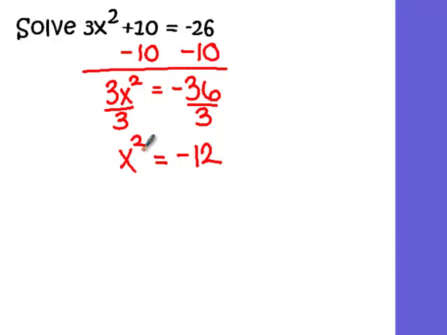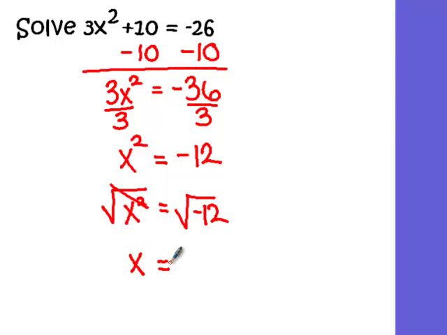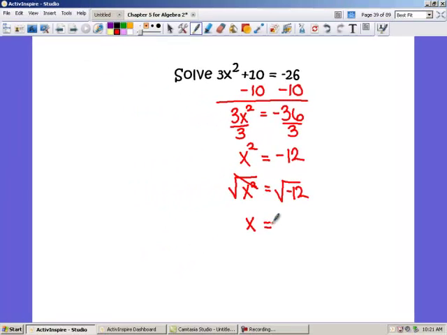And now we need to take care of the squared. So we're going to square root both sides. And when we square root something that is squared, they cancel. Finally, we have x isolated all by itself. And now we have a square root of a negative number. And you cannot leave your answer like that. That is why we learned the imaginary unit rules.